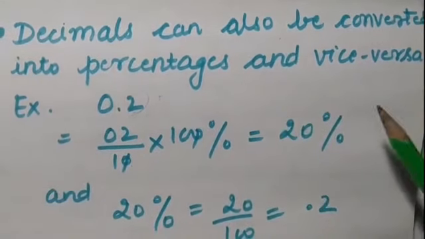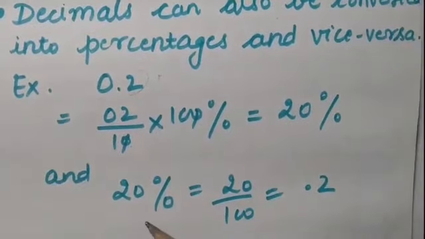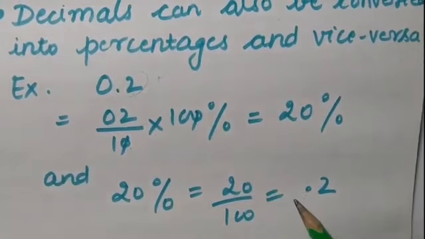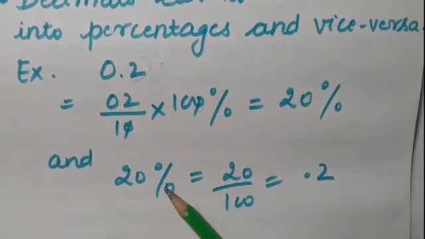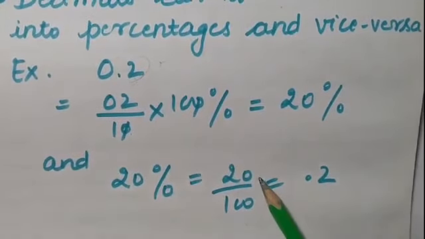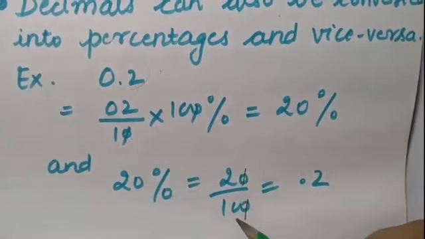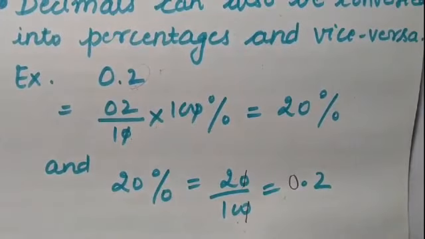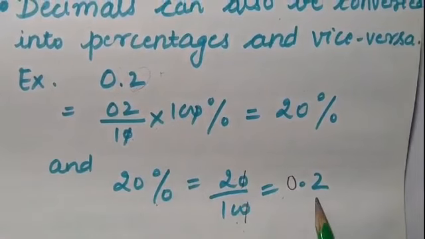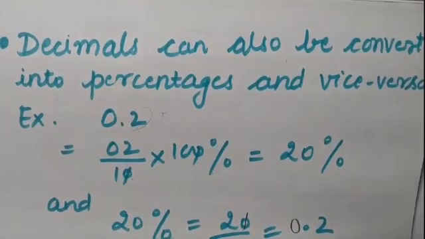Now come to the converse. Converse means how you will convert percentages into decimals. Suppose we have been given 20% and we have to convert it into a decimal. So 20% can be written as 20 over 100 because percentage itself means out of 100. Now in simplest form, 10 is cancelled with 10. 2 over 10 can be written as 0.2. This is how we have converted percentages into decimals. I hope it is clear how you will convert decimals into percentages and percentages into decimals.